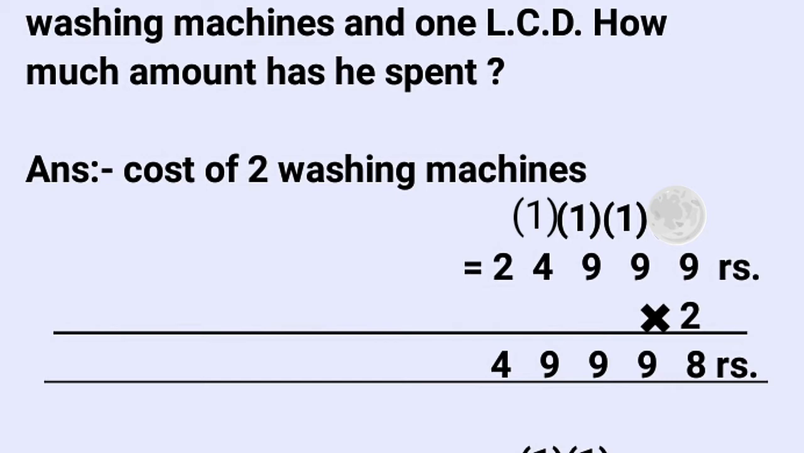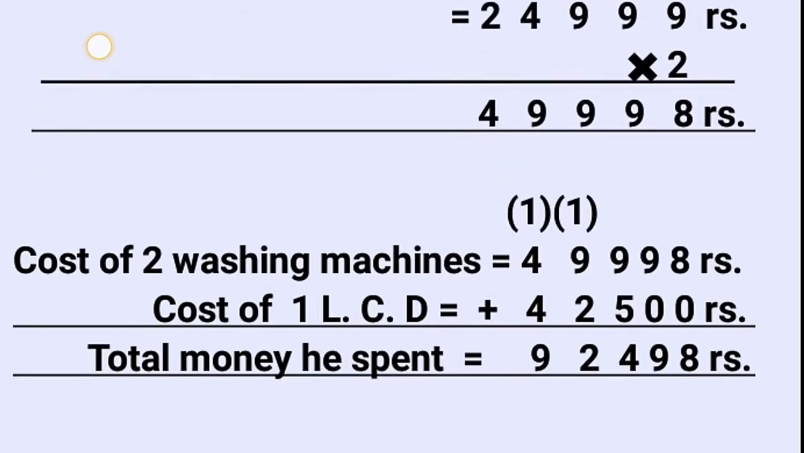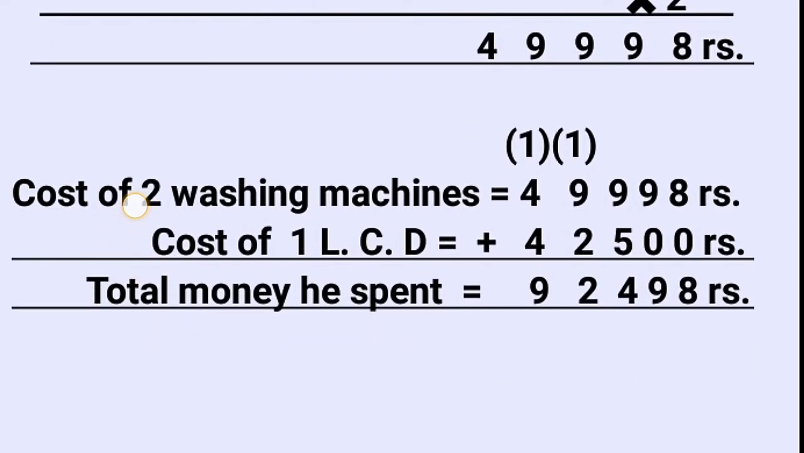24,999 multiplied by 2. 2 into 9 is 18, 1 carried. 2 into 9 is 18 plus 1 is 19. 2 into 9 is 18 plus 1 is 19, 1 carried. 2 into 4 is 8 plus 1 is 9. 2 into 2 is 4. So 49,998 rupees.